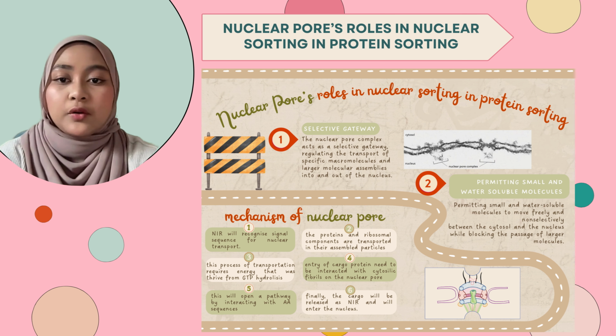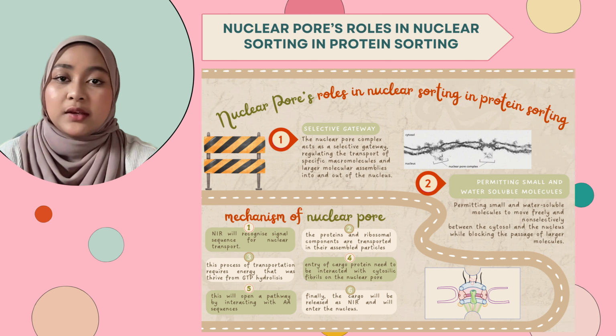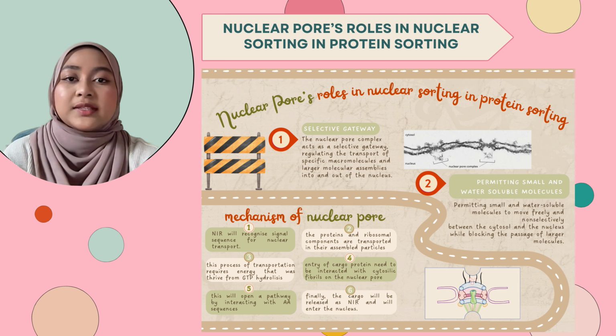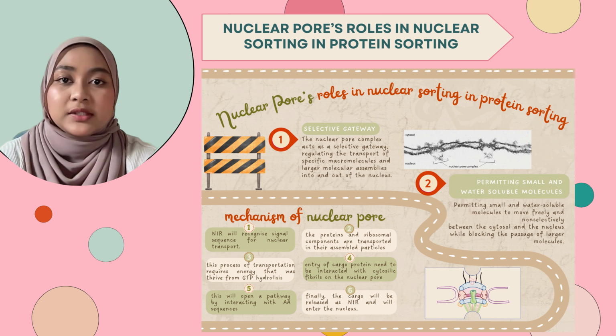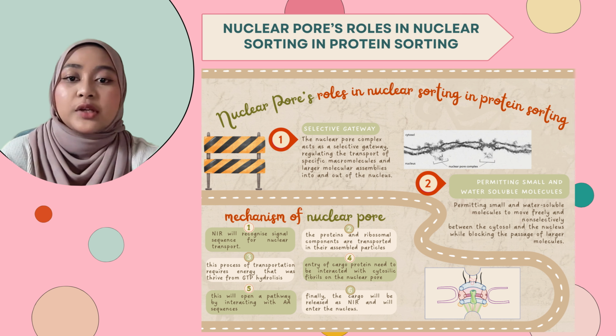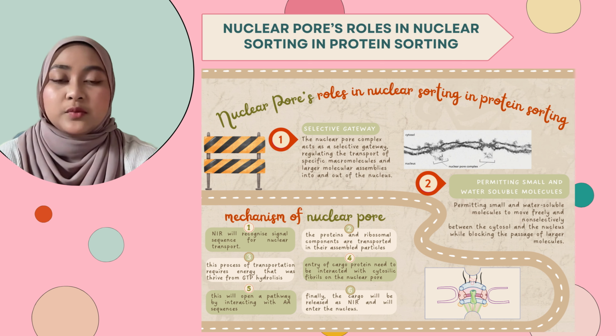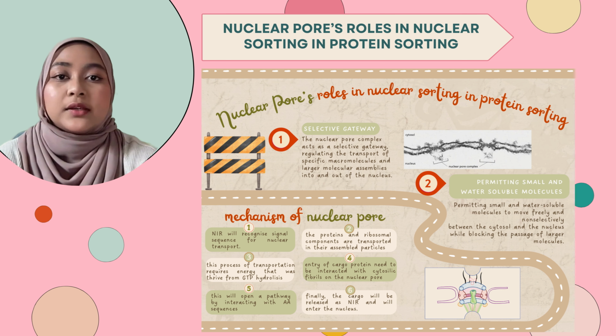Firstly, the NIR will recognize the signal sequence for the nuclear transport. And then, the protein and the ribosomal components are transported in the assembled particles. This whole process requires energy that is obtained from GTP hydrolysis. And then, the cargo protein needs to interact with the cytosolic fibrils on the nuclear pore in order to get inside the nucleus.